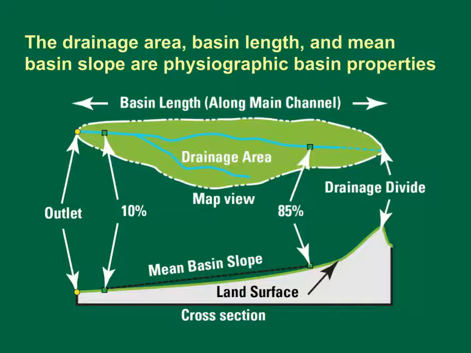The mean basin slope selected for SELDM analyses is known as the 10-85 slope because it is calculated by determining the locations and elevations of points at 10% and 85% along the main channel from the point of interest to the basin divide, then dividing the difference in elevations in feet by the distance in miles between these points.